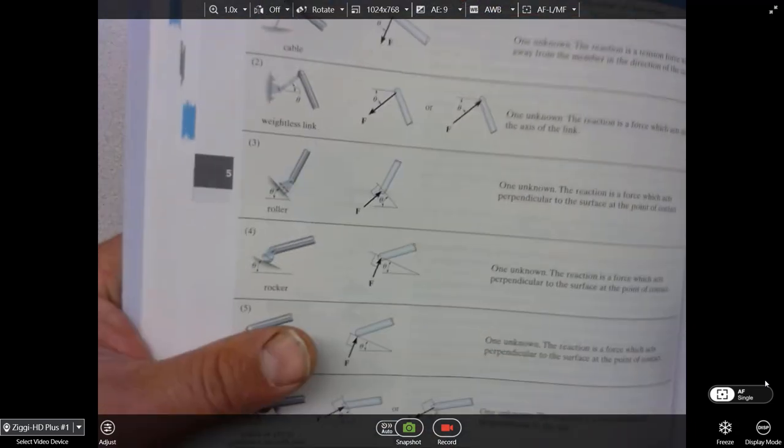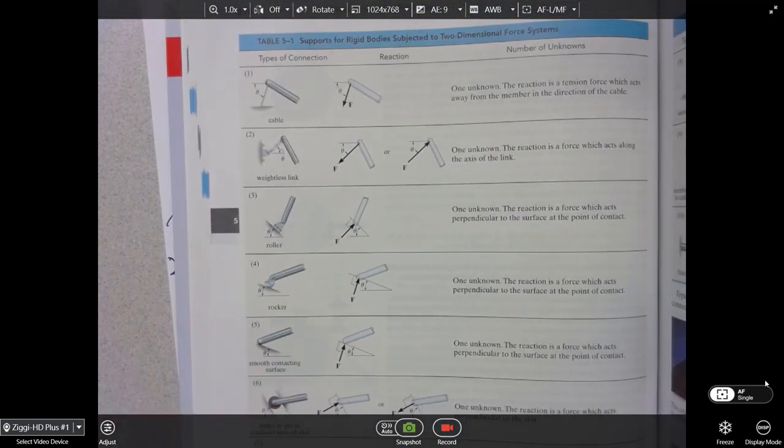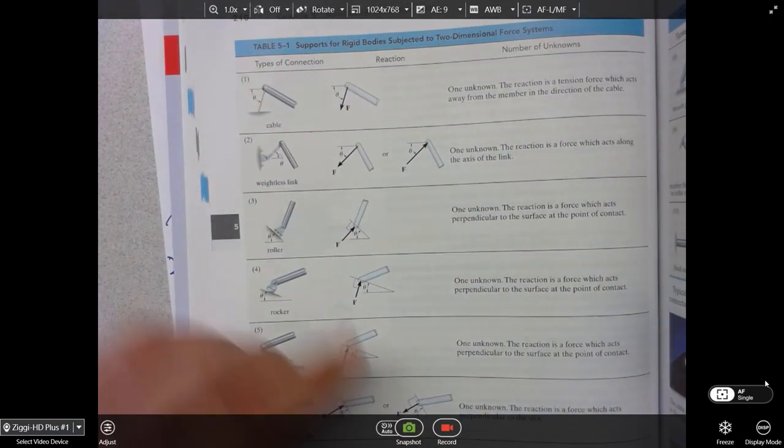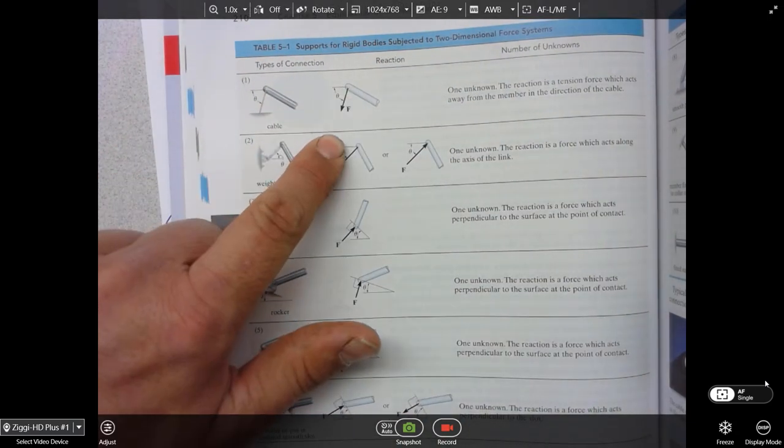That comes back to this page I flashed up here for just a second earlier. This is page 210 in my version of the book. It's been in every version of the book, though, so you can find it in yours. And this is the different types of connections, okay? So you can see a cable. The force is just directed along the cable.